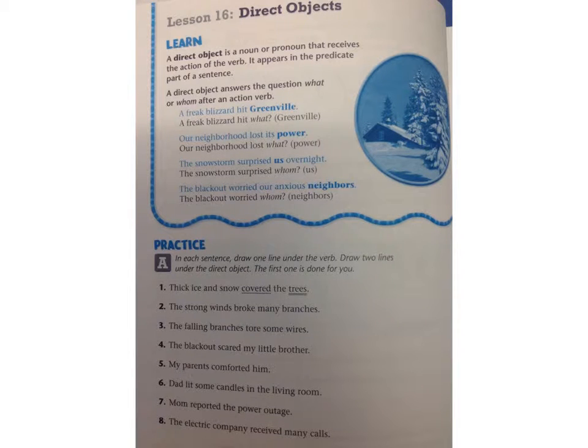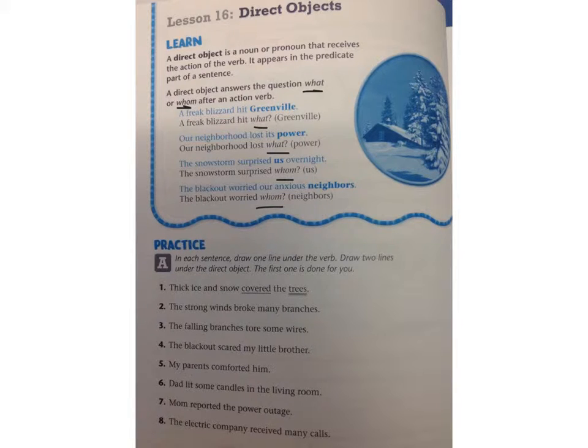All right, boys and girls, today we're going to be looking at direct objects. So I'm under the learn part. It says a direct object is a noun or pronoun that receives the action of the verb. It appears in the predicate part of the sentence. A direct object answers the question what or whom after an action verb. So that's something that we want to pay attention to. The what or the whom. Okay? And each one of these, you'll be able to see that question.